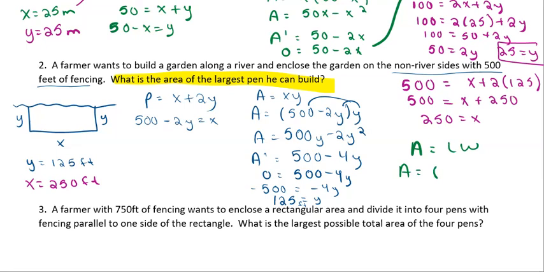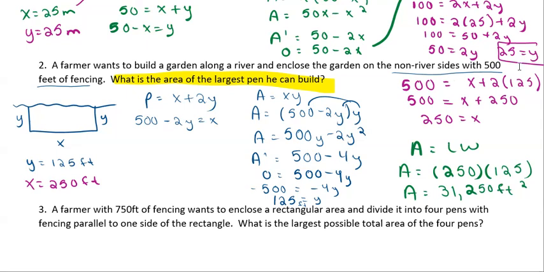So our length right here was our x. See, that's the long side, so 250. And our width, we called that y before, so we'll do our 125. So if we multiply these together, we have our 250 times our 125, and that gives us 31,250 feet squared. So that is going to be the area of the largest possible pen that we can build using the river as one side and then enclosing on 3 other sides with 500 feet of fencing.